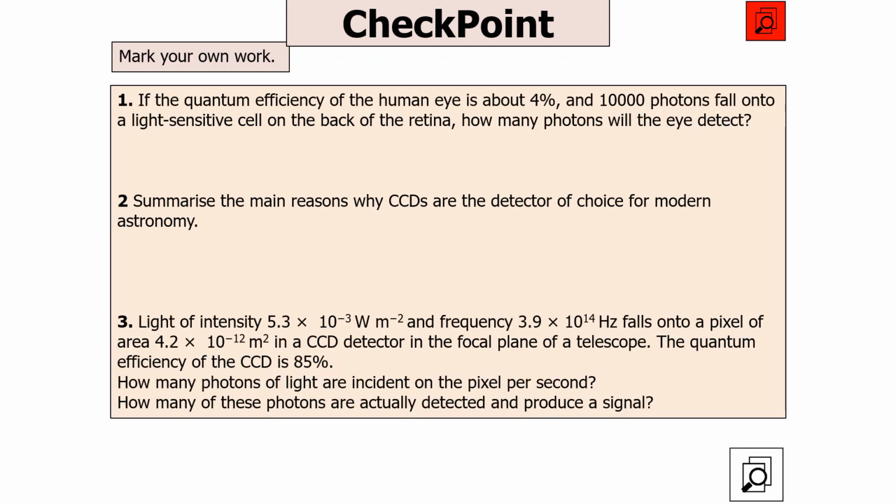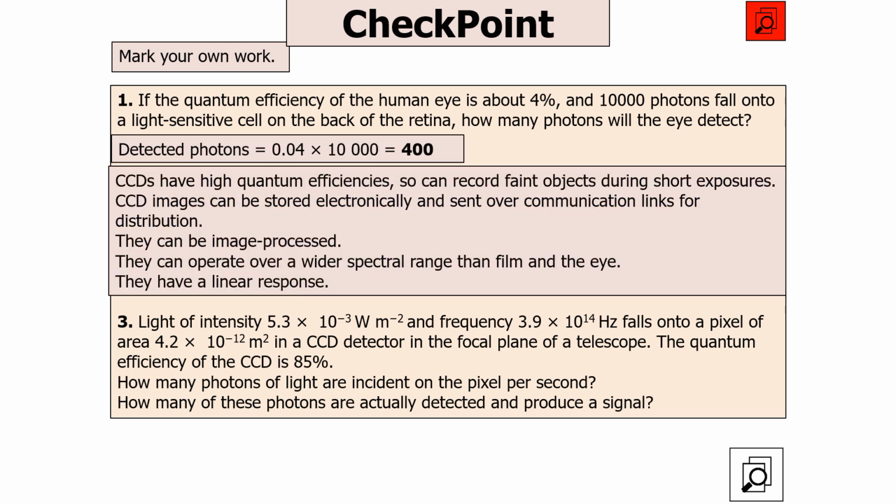Right, in this first one, the detected photons is 4% of 10,000, which is 400. Now, CCDs have a higher quantum efficiency, so we can record fainter objects with shorter exposures. CCDs can store images electronically, you can send them over online for wider distribution. They can be processed as an image. They'll operate over a wider range of wavelengths than the eye, and they'll also have a linear response.